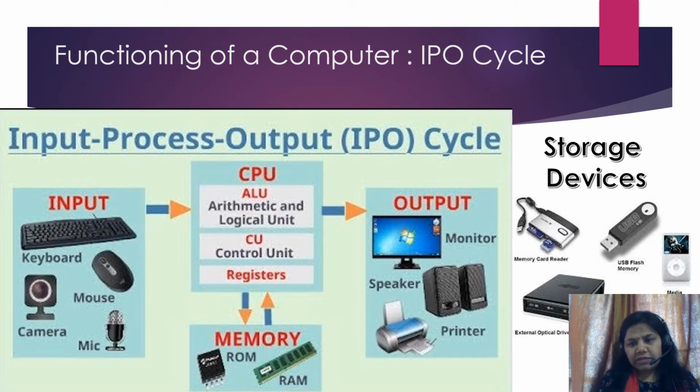On one side you can see these types of storage devices: a hard disk, a memory card reader, then a pen drive. Here you can see RAM and ROM, these are the memories. So these are the storage devices which are present inside the CPU box.